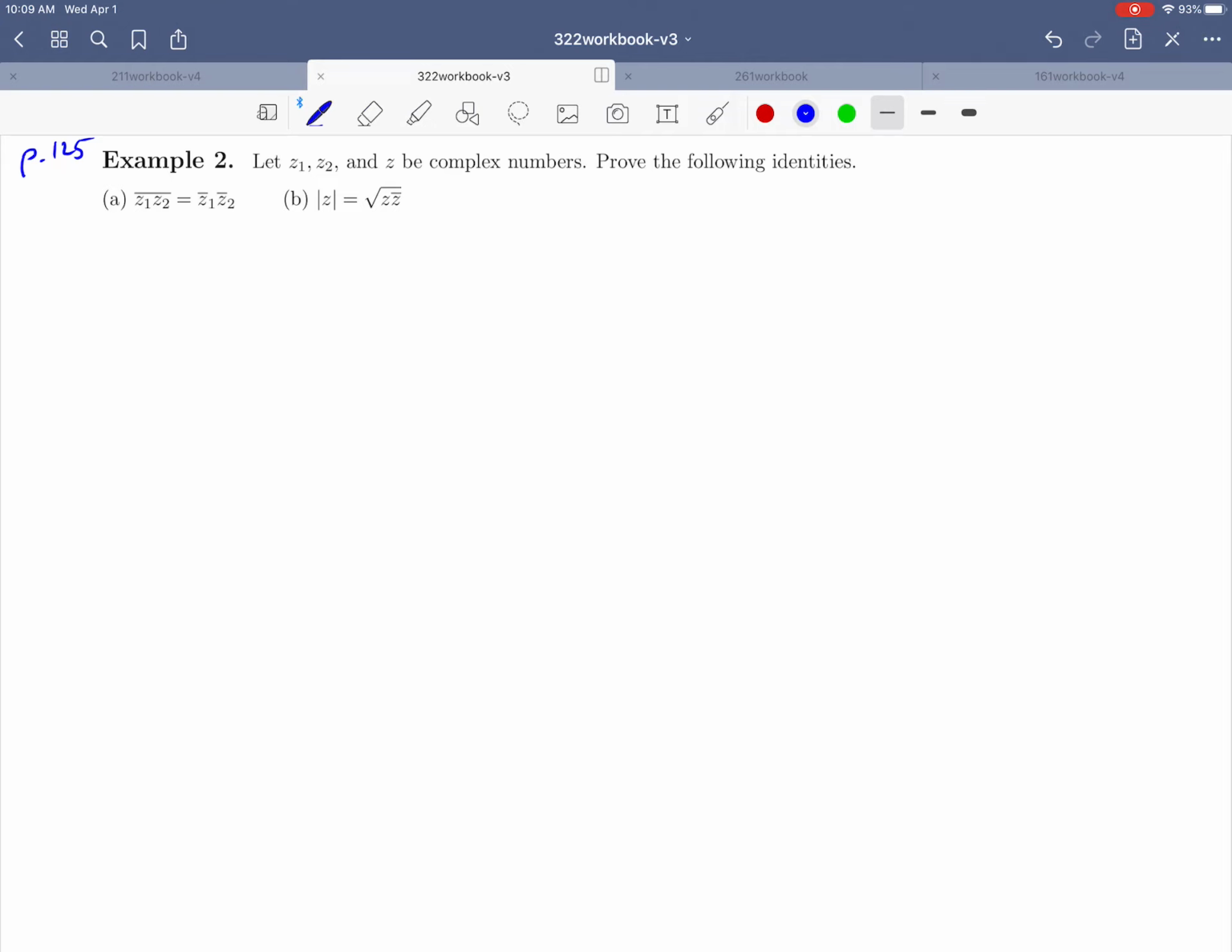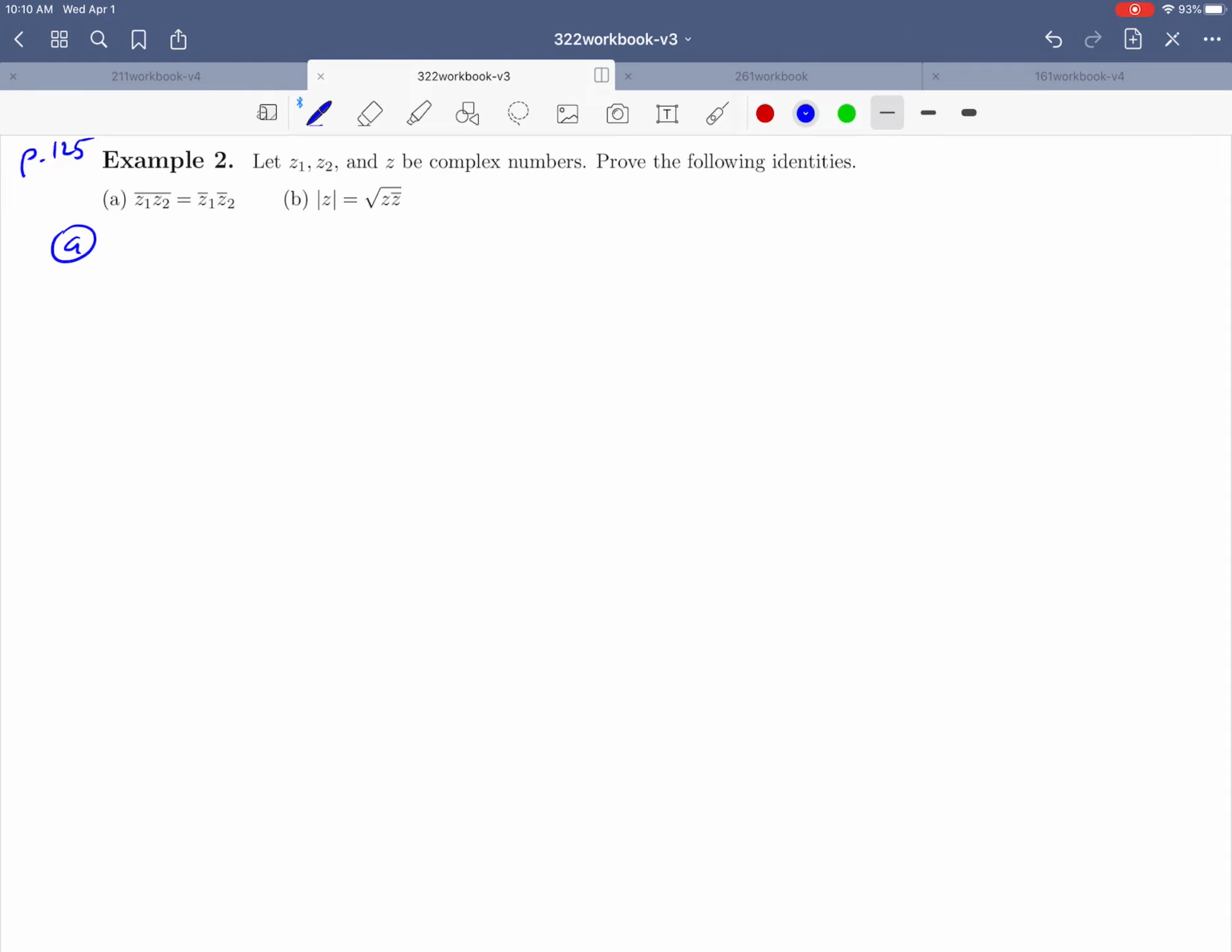Okay, so let's start with part A here. What is this asking us to prove? Well, it's basically asking us to prove that the conjugate of a product is equal to the product of the conjugates. It seems like a thing that should reasonably be true. We just want to prove that it's always going to be true for any two complex numbers.